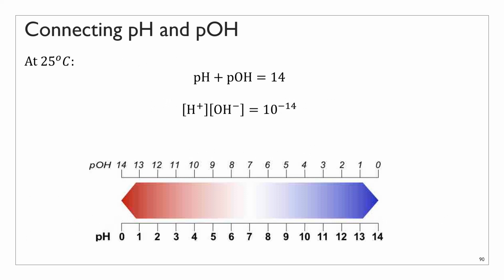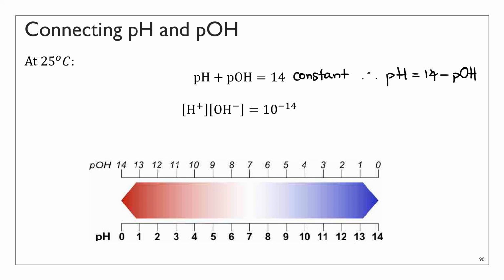Now, this formula only works at 25 degrees Celsius, but we are going to assume everything is at 25 degrees Celsius. But essentially, pH plus pOH equals 14, and this is a constant. So if I want to find the pH of a base, then what I would need to do is find the pOH, and then I just need to subtract that from 14, and that will give me the pH.